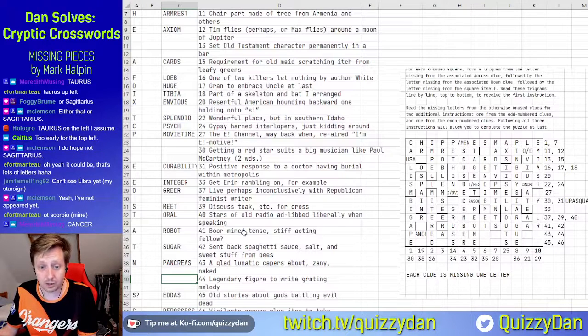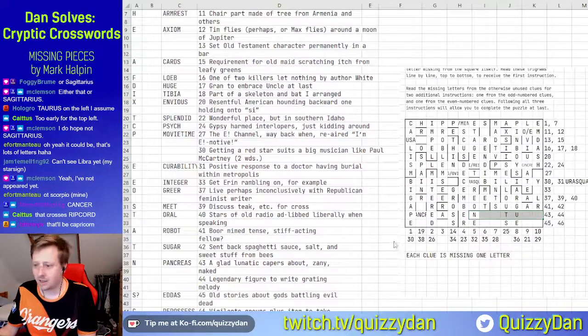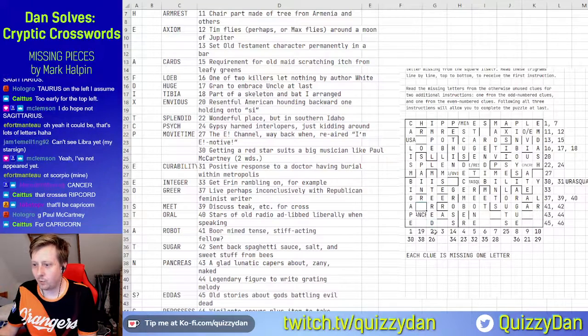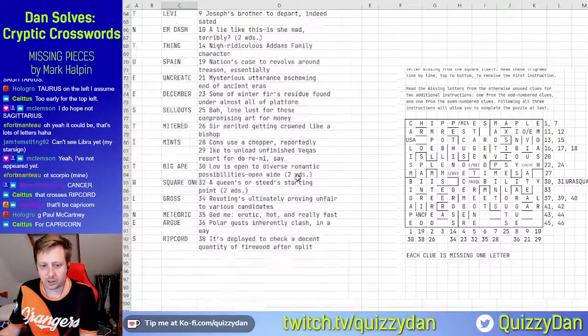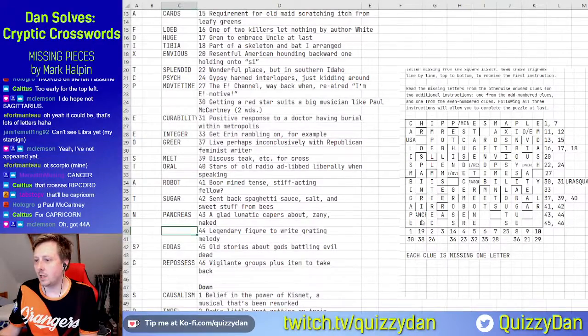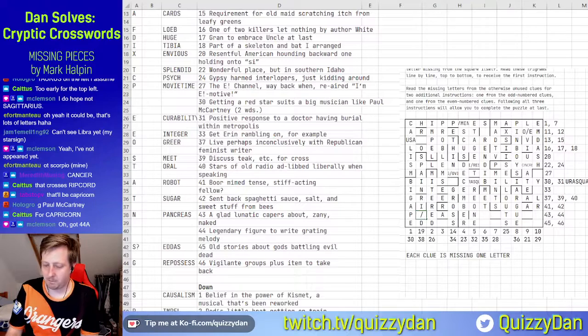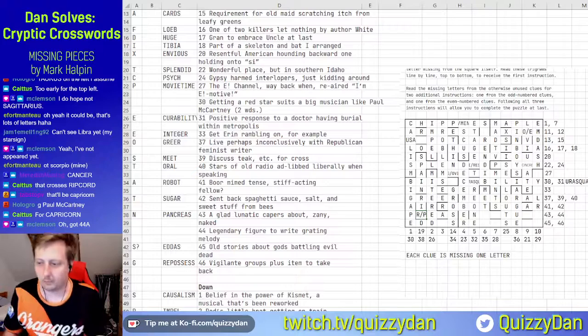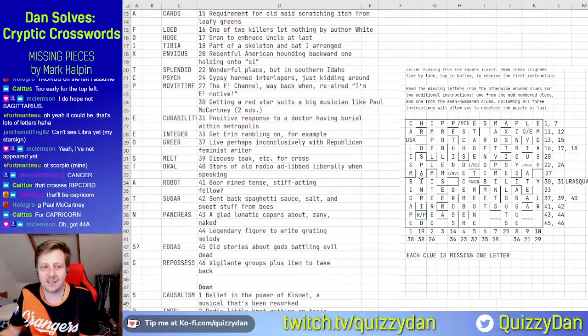Legendary figure to write grating melody. Shush. Shush you. What is 44? Rip. So that is, yep. That becomes rip chord because that is 38 down. He says checking. I don't quite know how. Yes, that is rip chord. So that is Capricorn. That one down there. I don't know how best to represent these yet.